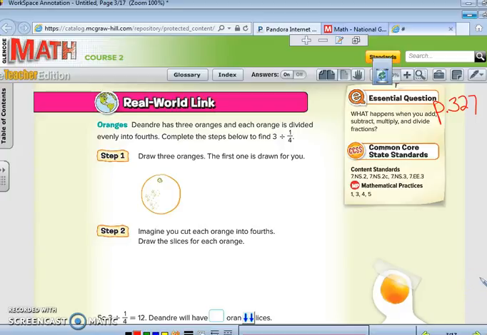Today we're talking about how to divide fractions, which is a little bit more complicated than multiplying fractions, but it's not as hard as adding and subtracting fractions.